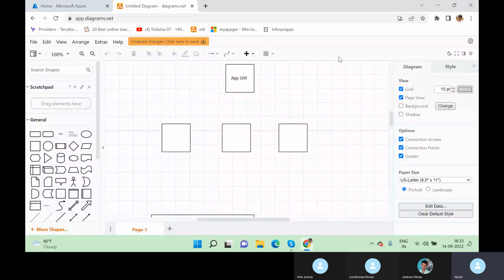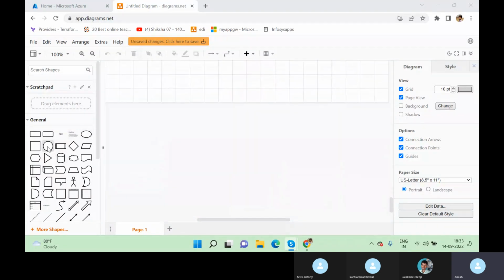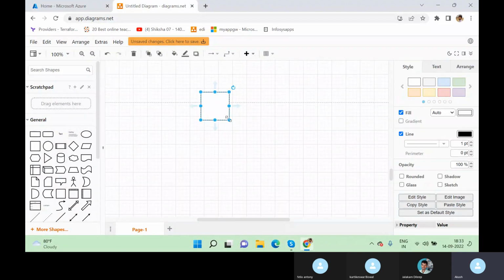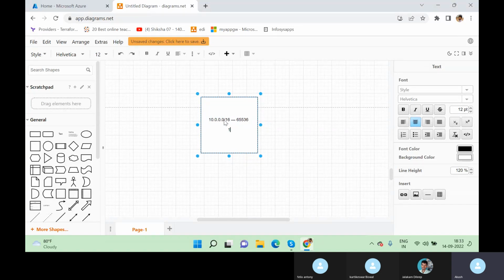Okay, guys. So now we have 10.0.0.0/16. What will be the range? The number of IPs, I actually note, is 65,536. The range is 10.0.0.0 to 10.0.255.255. Okay, so this is the range for /16.